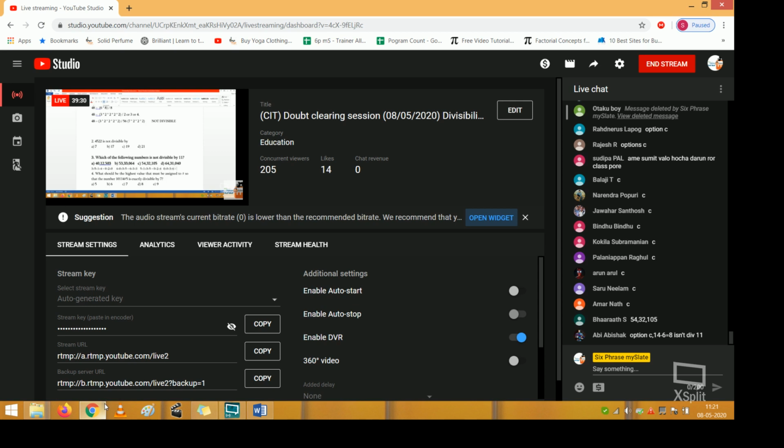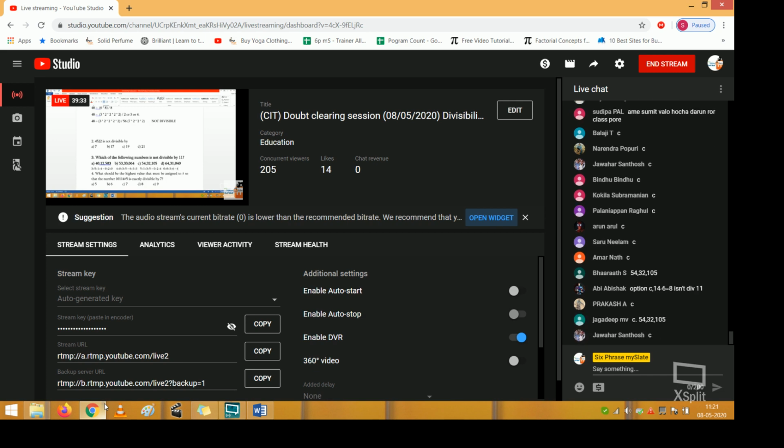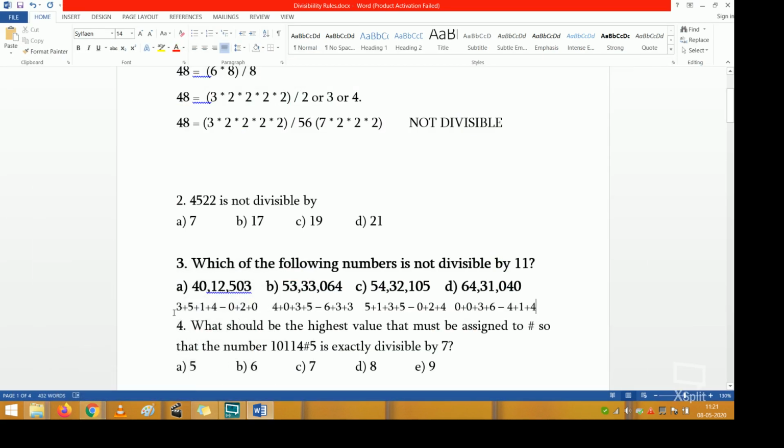Option C, yes, 14 minus 6. See, guys, this is the explanation. Have a look at this. 8 plus 1 is 9, plus 4 is 13. 13 minus 2 is 11. So you are getting a multiple of 11 here. Here, 4 plus 0 plus 3 plus 5 is 12. 6 plus 3 plus 3 is 12. 12 minus 12 is 0. So you're getting an answer of 0. So here it is 11.